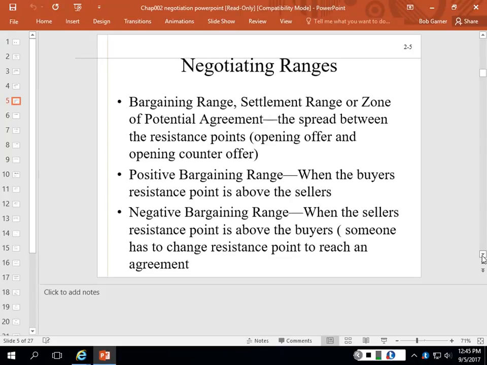Right, and so that's called a negative bargaining situation, where the resistance points don't cross. Then that means there's a gap in between what she'll take and what he'll pay. And so at that point, in theory, you can say there's no deal going to happen. And once again, always at some point, no deal is better than a bad deal. There's times when walking away is a smart thing to do.